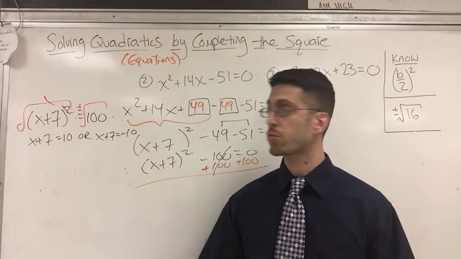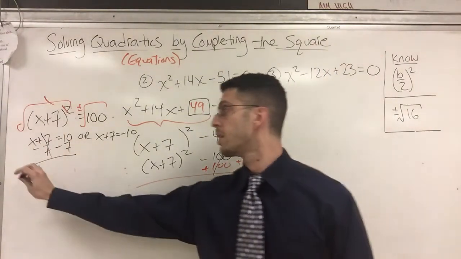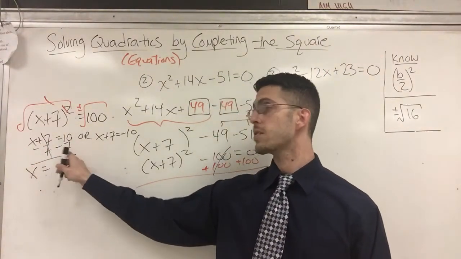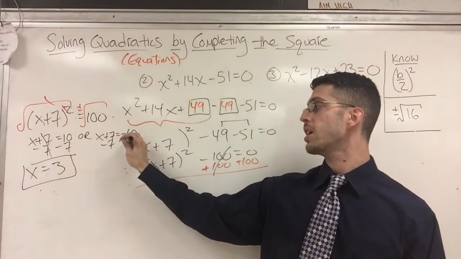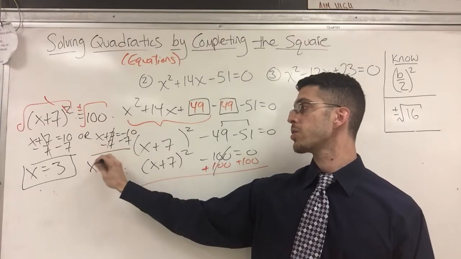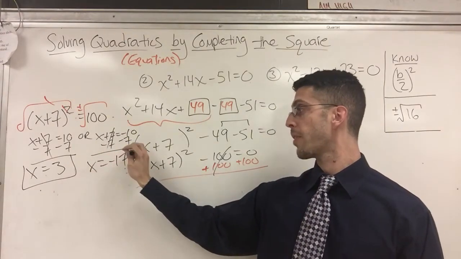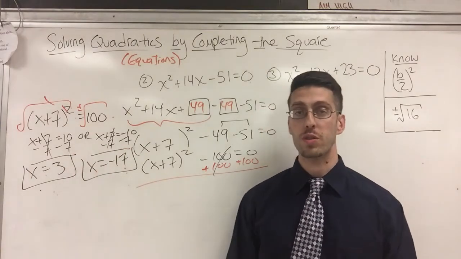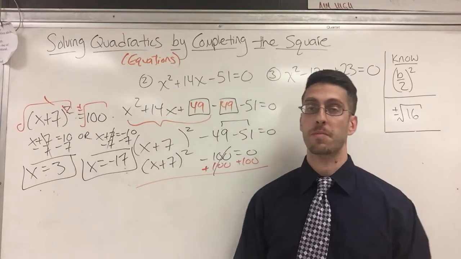Two equations, two solutions. Minus 10, I'm sorry, minus 7. So x equals 10 minus 7 is 3. Or subtract 7 here, and x equals negative 10 minus 7 is negative 17. And there are my two solutions. All right? By the way, if you use some product, you would have got the same answer.